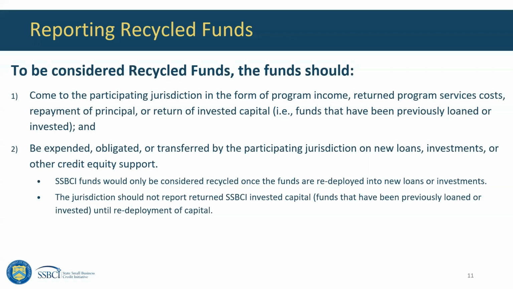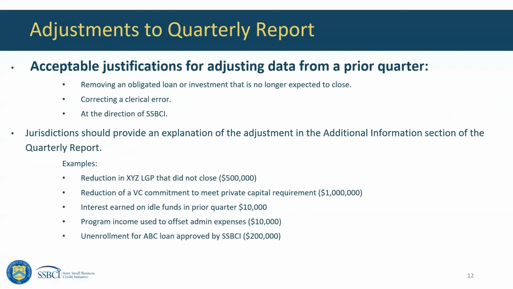Okay, we'll move on to the next one, adjustments to the quarter report. For jurisdictions that are reporting for the first time, you should not have any adjustments to your report, but you may have adjustments in future quarters. Acceptable reasons for adjustments include removing an obligated loan or investment that is no longer expected to close, correcting a clerical error such as transposition of a number, or when directed by SSBCI.